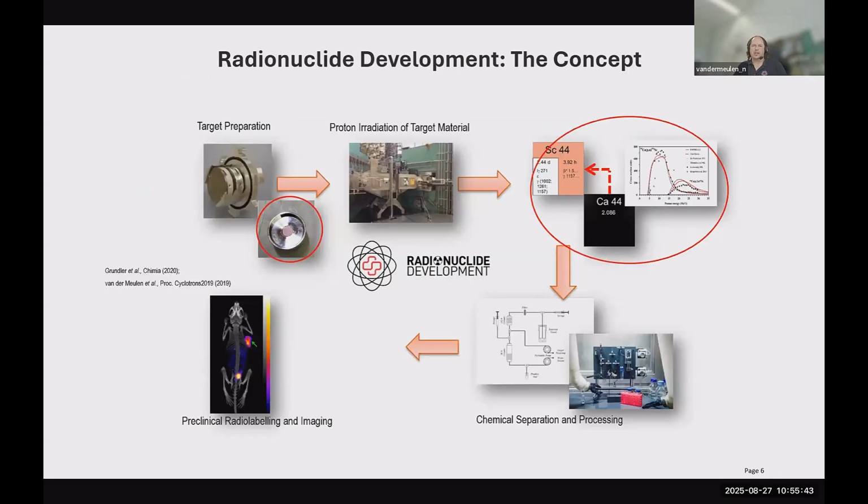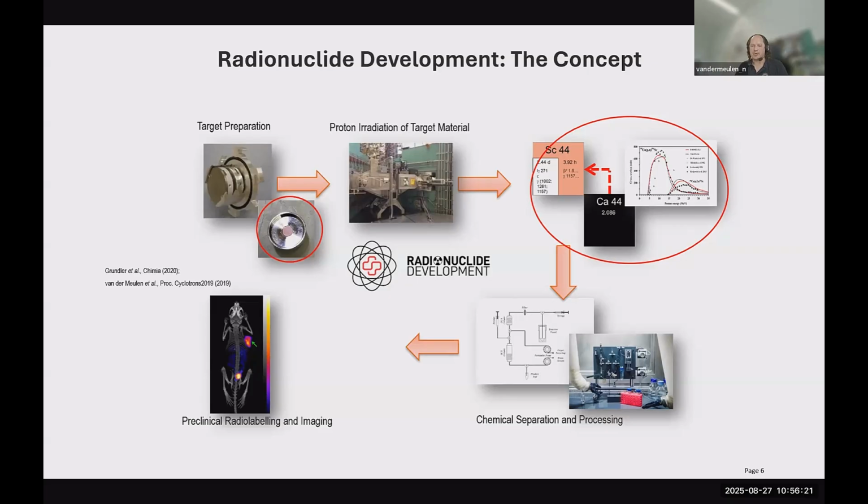So the concept of radionuclide development involves target preparation, the irradiation of that target material, depending on which form of irradiation you wish to use, and the reaction that you are producing to be able to produce the desired nuclide. You want to have the specific parameters such that it maximizes what you want and minimizes any other side products that could harm your product. It could harm your patient.